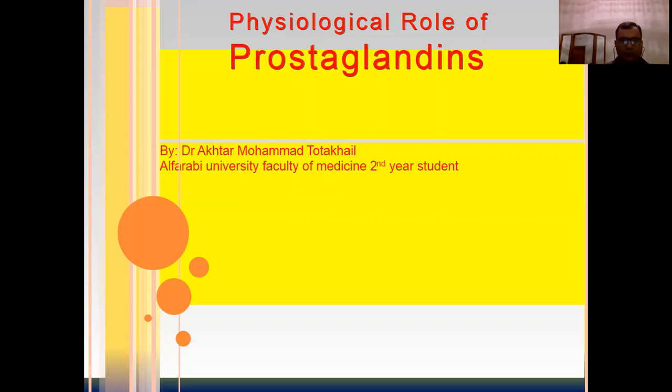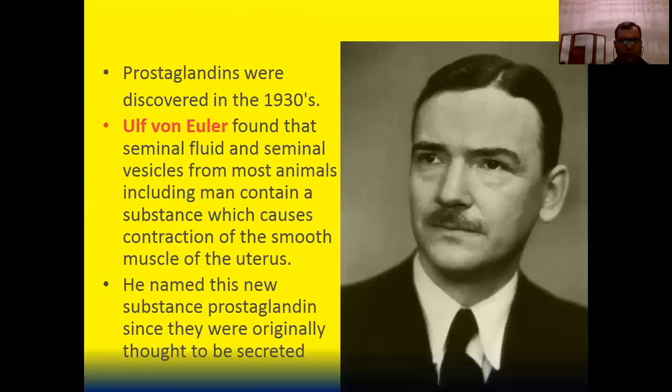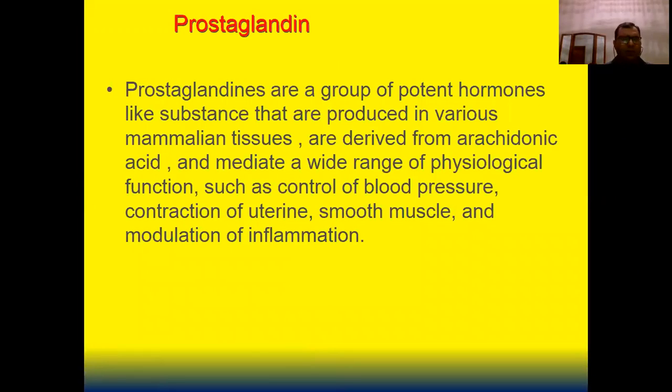So, okay, what is prostaglandin? Prostaglandins are a group of potent hormone-like substances that are produced in various mammalian tissues, are derived from arachidonic acid, and mediate a wide range of physiological functions such as control of blood pressure, contraction of uterine smooth muscle, and modulation of inflammation.